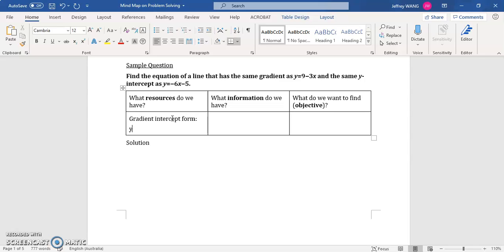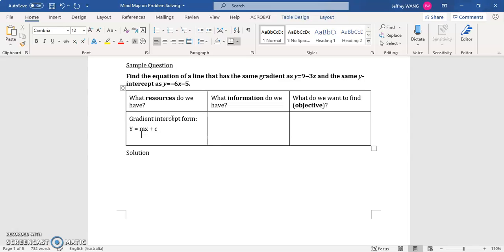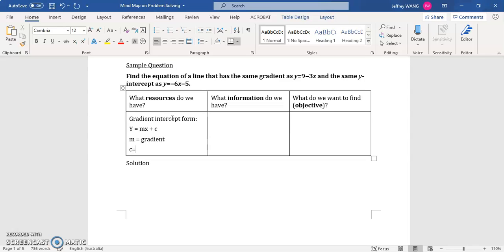So basically, we can say that y is equal to mx plus c. In particular, m is the gradient, and c is the y-intercept. So this is the general rule we use. That's probably the most relevant resource we have, because we see the word gradient and the word y-intercept, so maybe gradient-intercept form.